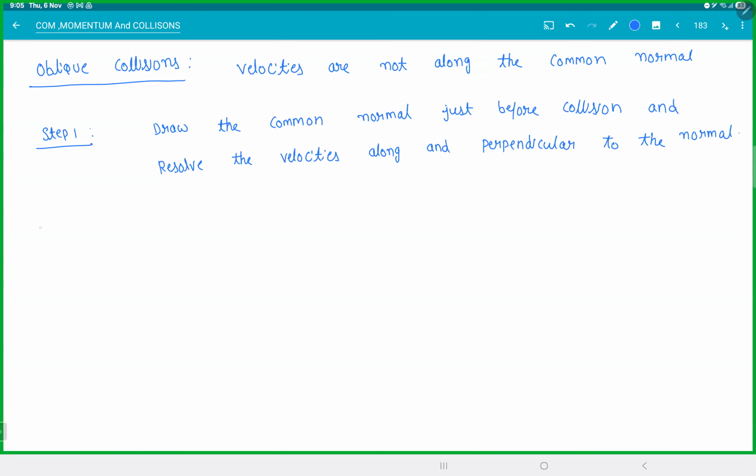That's your step one. Step two, during collision, the forces will be along the common normal. So components along the normal will change. And the perpendicular components are unaffected.